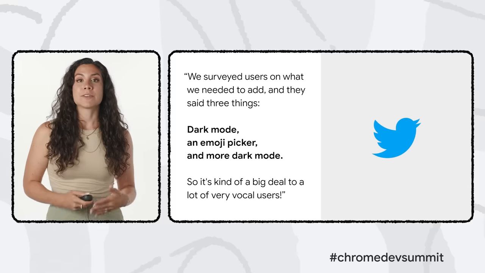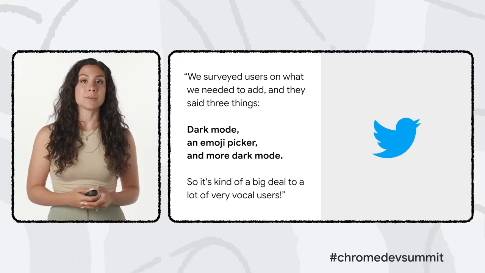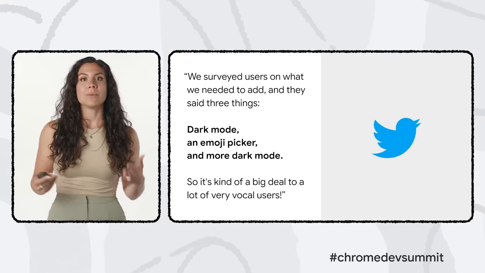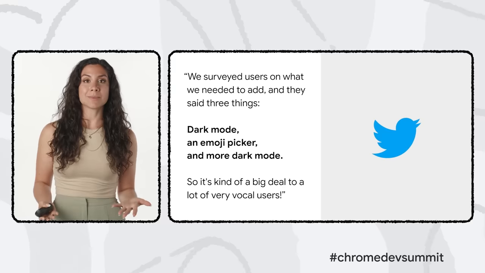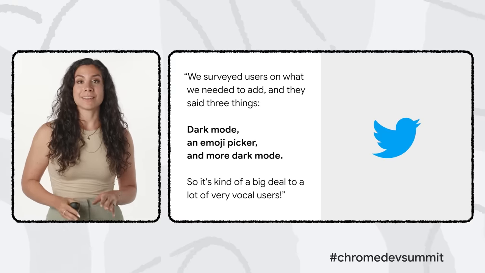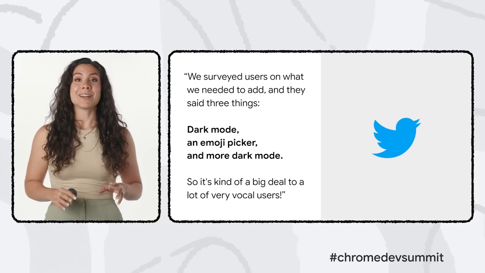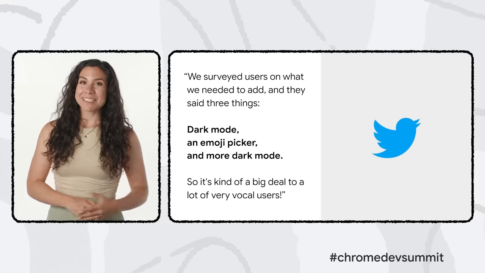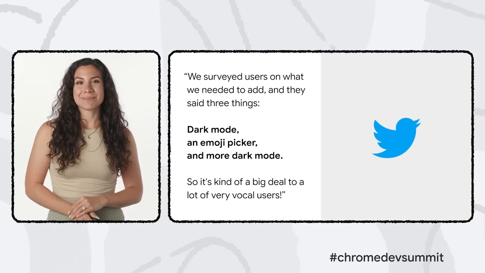When Twitter released the first preview version of their new Twitter Progressive web app, everyone said, "Wow, it's new and fast, but where is dark mode?" So they surveyed users on what they needed to add, and users said 3 things: dark mode, an emoji picker, and more dark mode. So it's kind of a big deal to a lot of very vocal users.